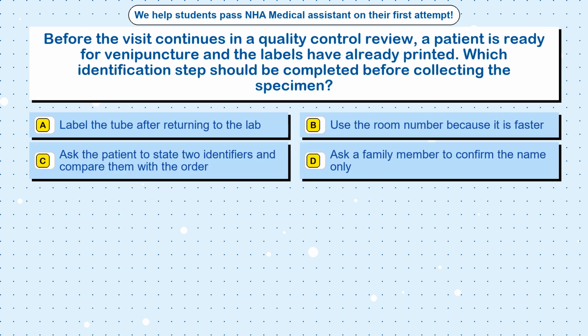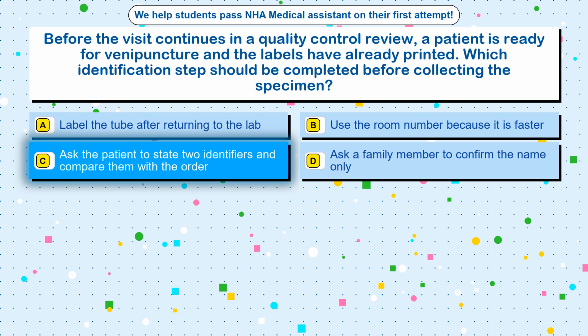Question 42. Before the visit continues in a quality control review, a patient is ready for venipuncture and the labels have already printed. Which identification step should be completed before collecting the specimen? Option A, label the tube after returning to the lab. Option B, use the room number because it is faster. Option C, ask the patient to state 2 identifiers and compare them with the order. Option D, ask a family member to confirm the name only.